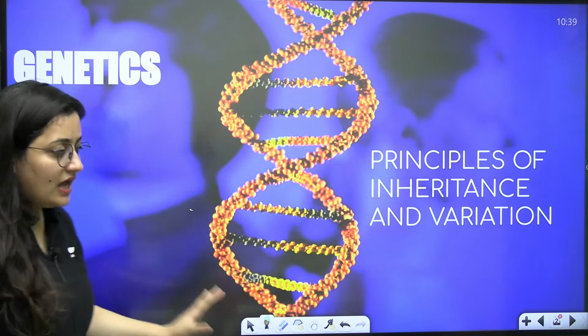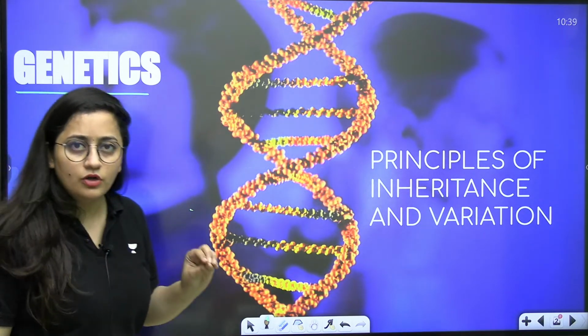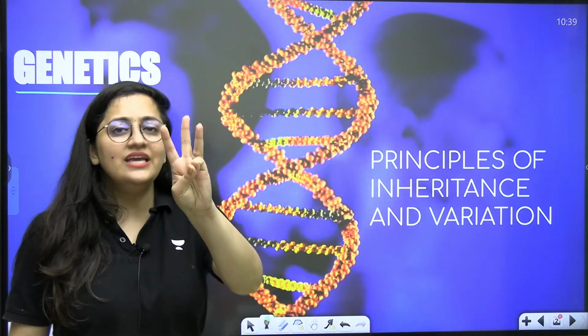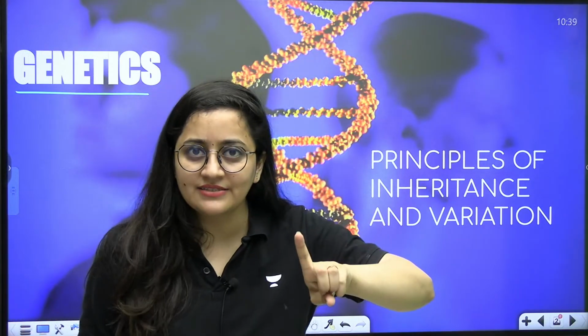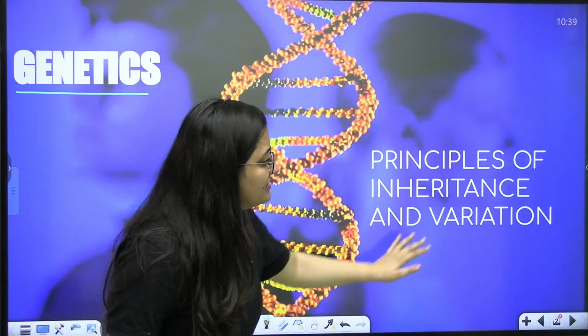So now, without wasting time, let's start this chapter, that is genetics and evolution. In this unit, 3 chapters are there: principles of inheritance and variation, molecular basis of inheritance, and then comes evolution. So today we are going to start with this particular chapter.